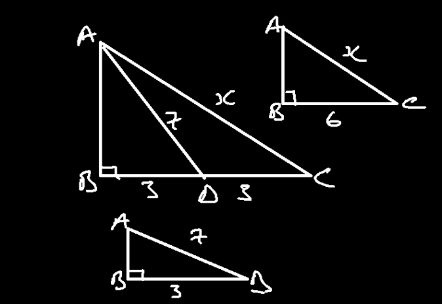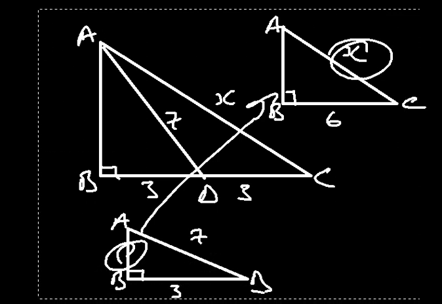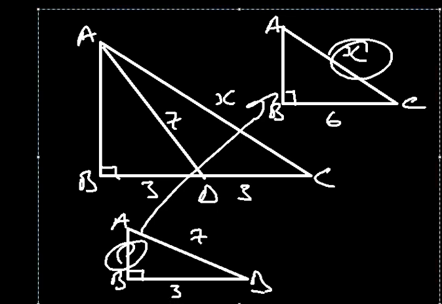So we'll have the value of AB here, and that will be substituted here. Then we'll be able to solve for x in that case. So that's how the Pythagoras theorem can be applied in that way.